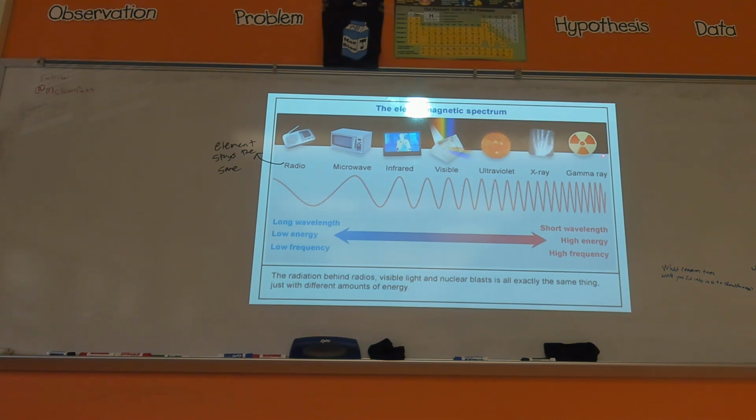If you get to super high energy waves, you have the gamma ray. So in other words, you're like, well, what is a gamma ray? It is just a super, super high energy particle of light. Now, with waves, because light is both a particle and a wave, there is a wavelength and a frequency.